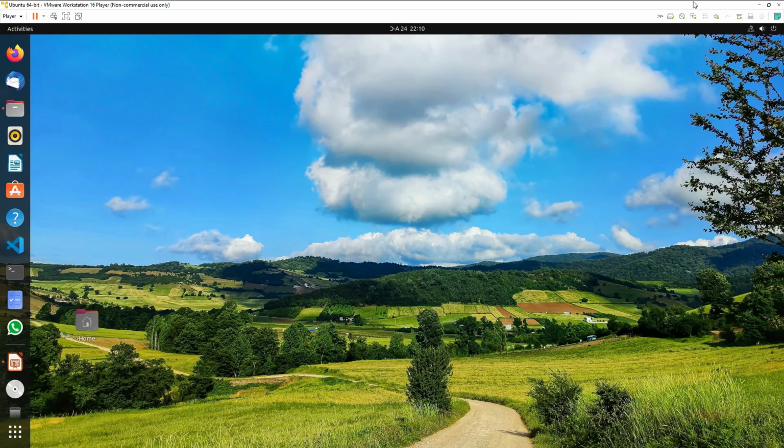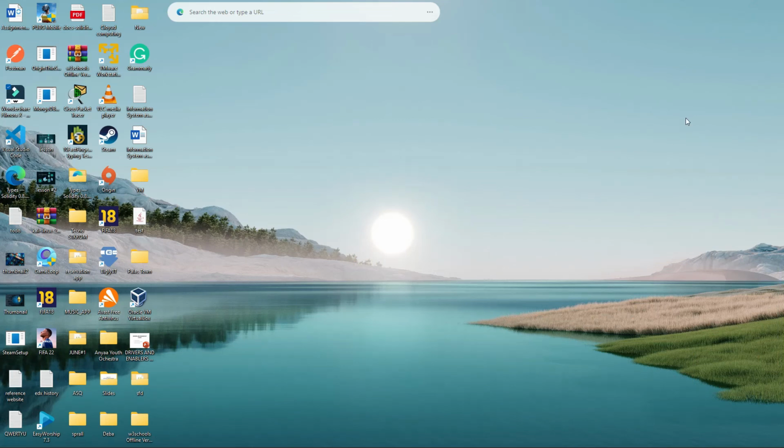Let me show you an example. I'm using a virtual operating system right now. This is Ubuntu, and this is a virtual operating system. That's what I'm using right now. If I minimize it, this is my computer. My laptop runs on about four operating systems. So this is my hypervisor.